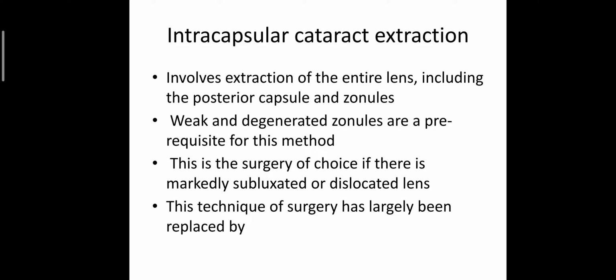This is not done regularly nowadays because we don't have a support to place the IOL. So this is a surgery of choice only if there is a markedly subluxated or dislocated lens where zonules are weak, and we are not having any posterior capsular support to place the IOL. So only then we are doing this surgery.